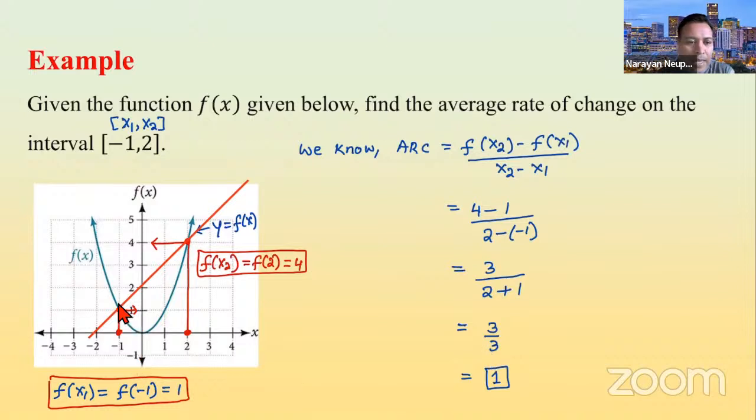If you want to measure the rise for this line, 3 units up. Run for this line, 3 units horizontal. That's why we got 3 over 3, which is 1, because the average rate of change gives the slope of the secant line passing through these 2 points. And if you want to label those 2 points, you know that this first point over here, x is negative 1, y is positive 1. So negative 1 comma 1. Similarly, if you want to label this point here, you can see the x value is 2 and y value is 4. So that point is 2 comma 4.